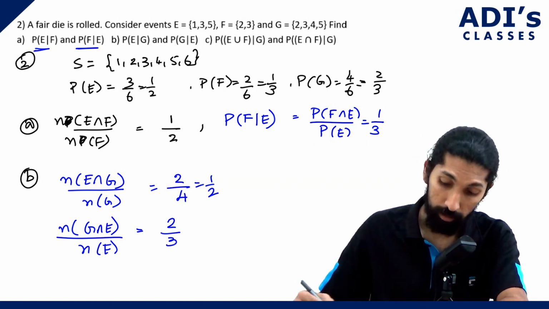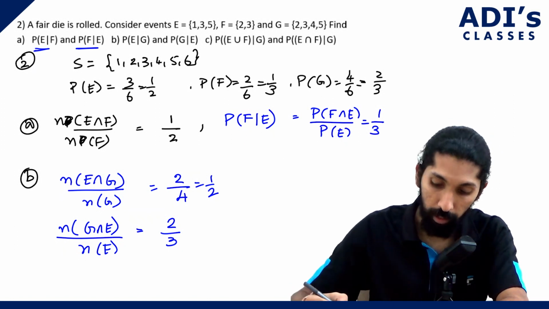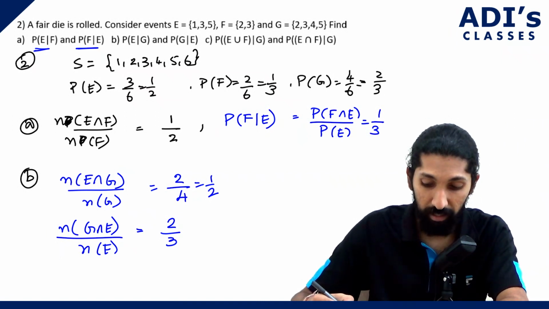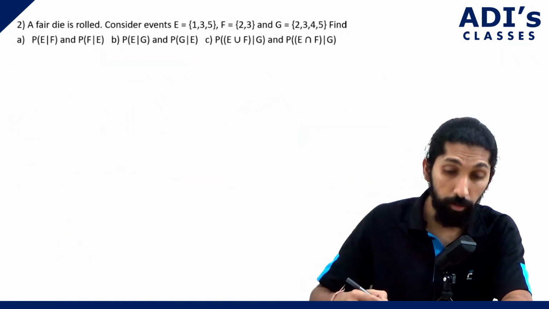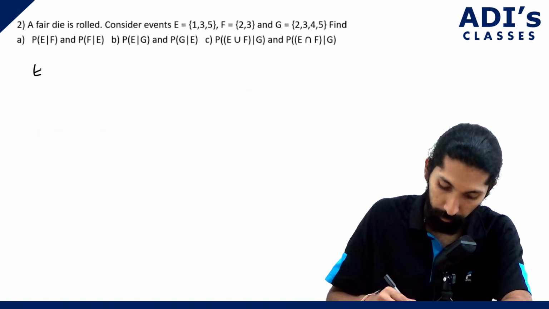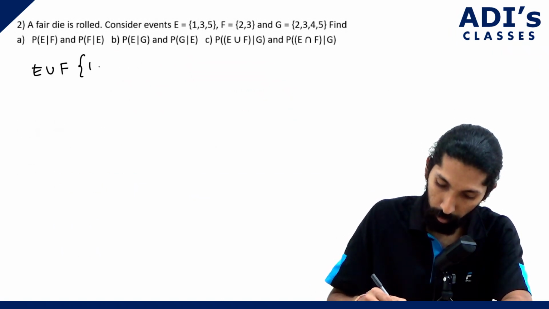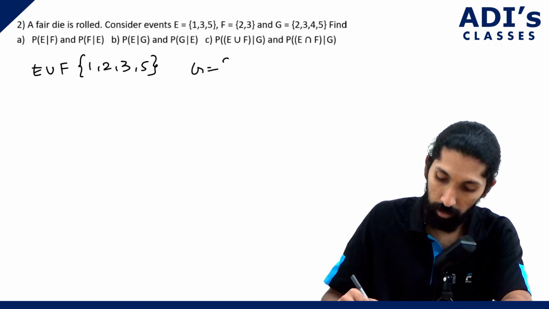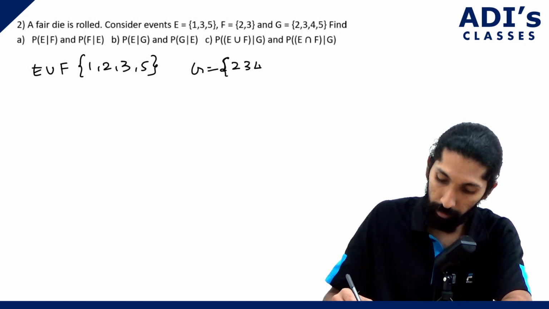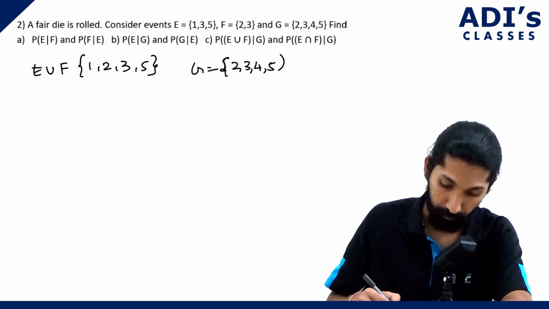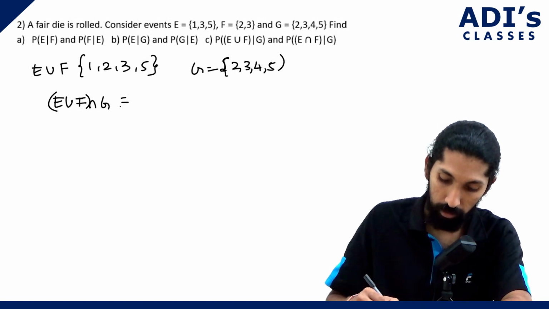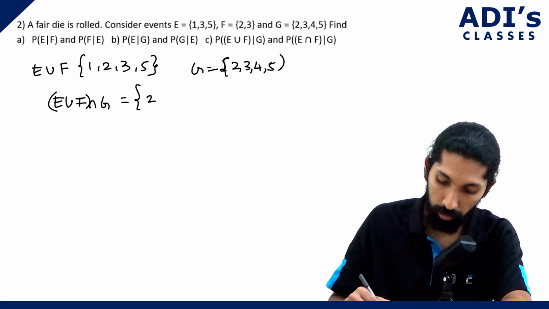Alright. Let's look at the next one. P of E union F given G. Correct. So first we'll calculate E union F. E union F is what now? 1, 2, 3, 5. And G is 2, 3, 4 and 5. Correct. So what is E union F intersection G? So when you take the intersection, you get 2, 3, 5.